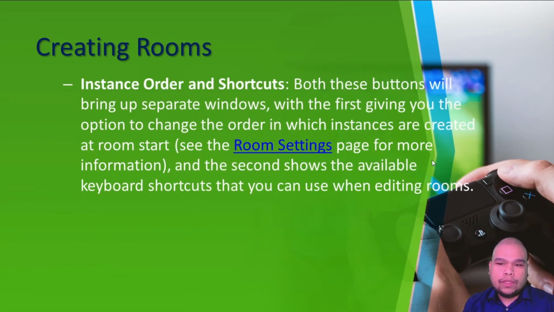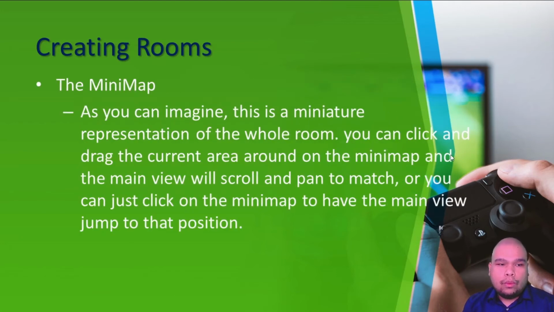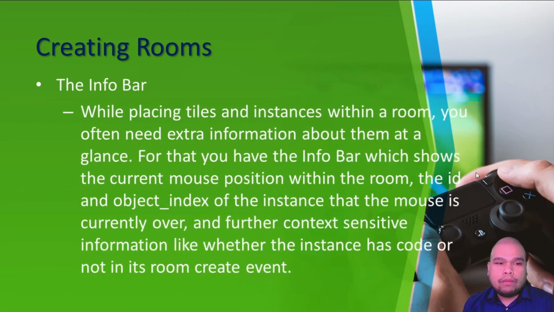Instance order. Both of these buttons will bring up a separate window, with the first giving you the option to change the order in which instances are created at the room start, and the second showing the available keyboard shortcuts that you can use when editing rooms. We also have the minimap. You can imagine this is a miniature representation of the whole room. You can click and drag the current area on the minimap and the main view will scroll and pan to match, or you can just click on the minimap to have the main view jump to that position.